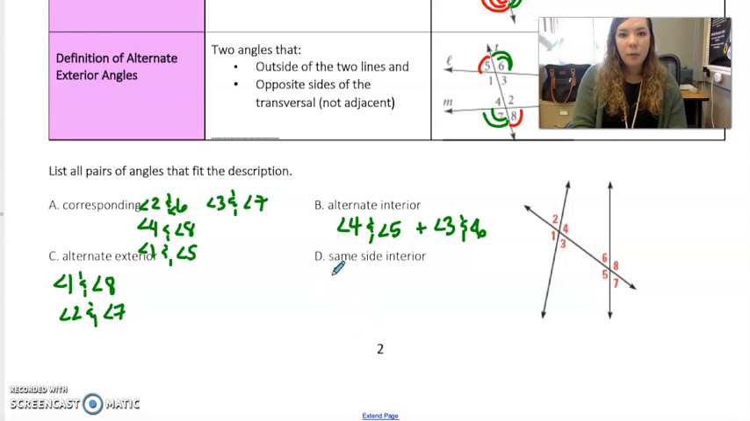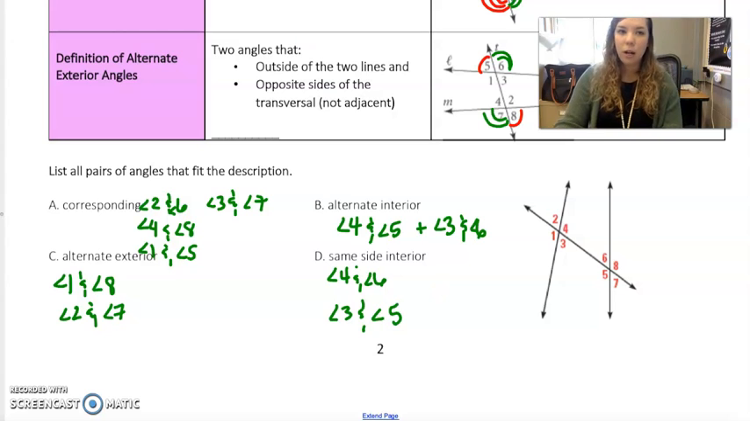Same side interior would be 4 and 6, and 3 and 5. All right, that's all the possible pairs. All right, at this point, you can start working on worksheet 1 in your packet.